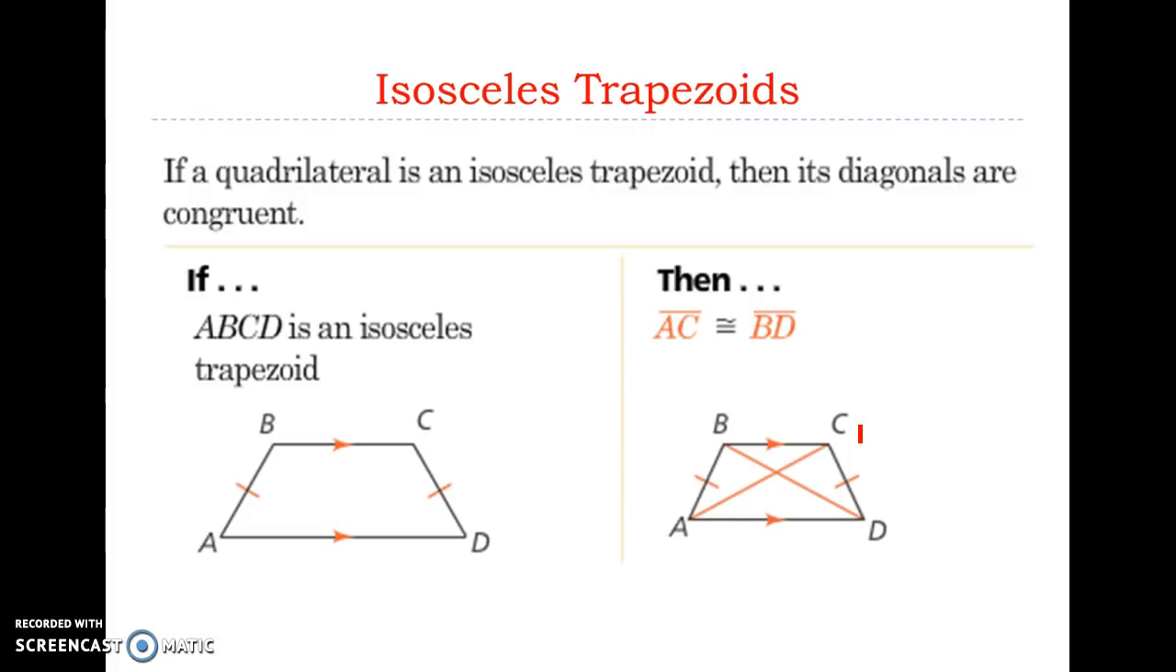Again, if a quadrilateral is an isosceles trapezoid, then its diagonals are congruent. So if trapezoid ABCD is an isosceles trapezoid, then segment AC is congruent to segment BD. Unlike parallelograms, where the diagonals bisect each other, with isosceles trapezoids, the diagonals don't bisect each other. So if you look here, they clearly don't cut each other in half. But they are congruent. So with isosceles trapezoids, diagonals are congruent. I would pause this and write this into your notes.